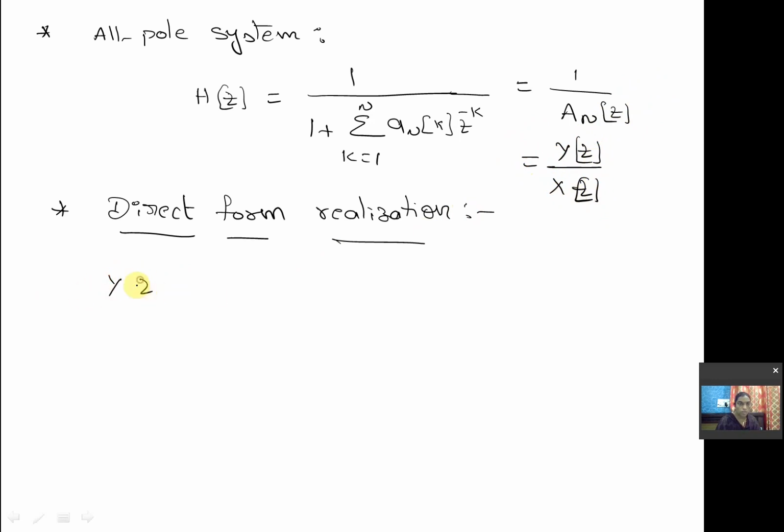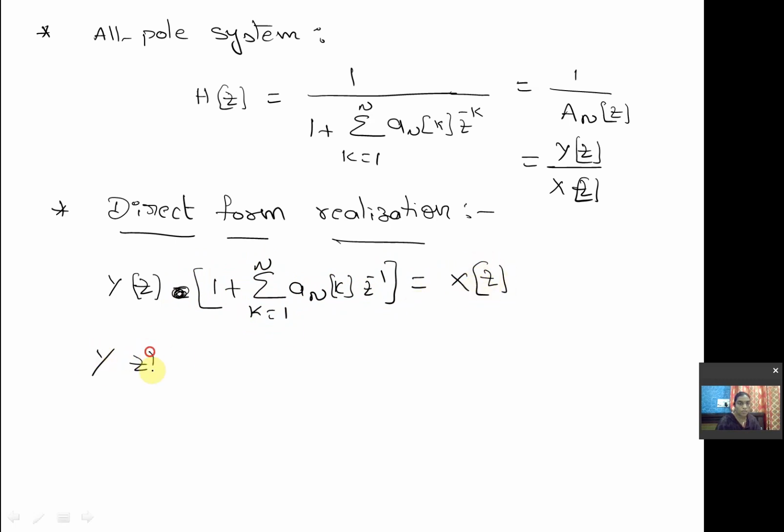So develop the equation for y of z. Y of z into 1 plus summation is equal to x of z, and write the equation for y of z: y of z is equal to x of z minus y of z, summation k equals 1 to N, a_N of k, z inverse.